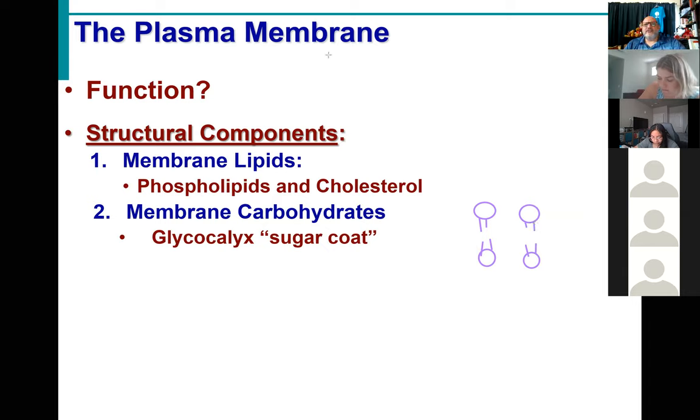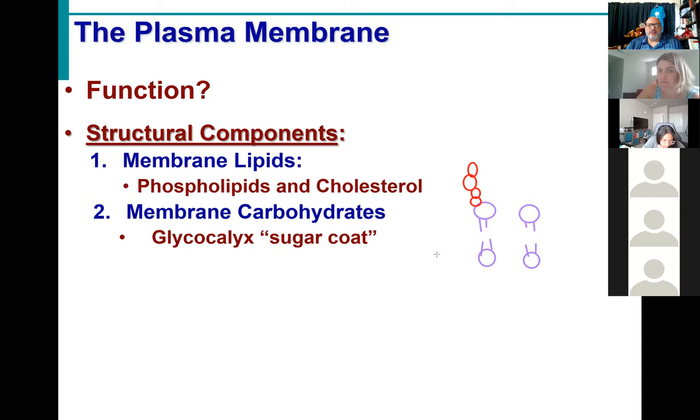Membrane carbohydrates are most commonly found on the outside of the plasma membrane. Again, they're going to be strings of carbon rings, our sugars, on their outer coat. And one of the most common types is a type of carbohydrate known as a glycocalyx.